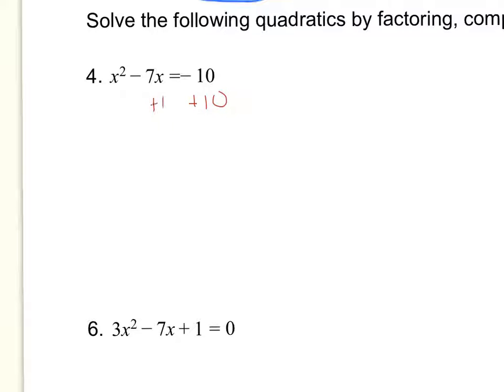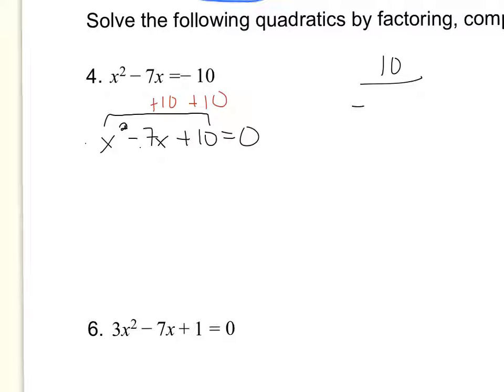So this first one, I'm going to get everything on one side. That's always a good place to start. So I have it in my standard quadratic form. If I wanted to do the quadratic formula, I have a of 1, b of negative 7, and c of 10. But this actually factors. So if I factor it, 1 times 10 is 10. So I'm looking for two numbers that multiply to 10 and add to negative 7. Not very hard. Those are negative 5 and negative 2. Those multiply to positive 10. Those add to negative 7.